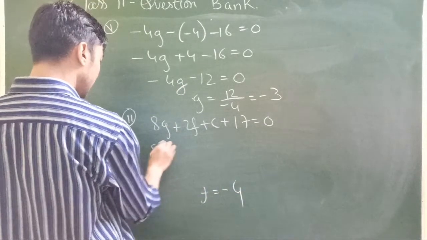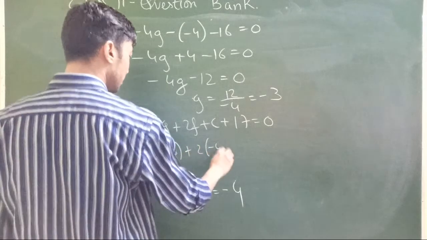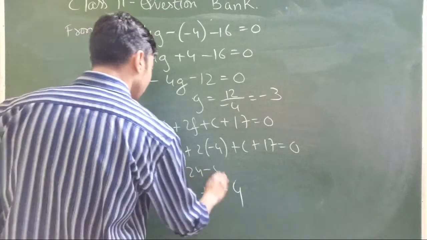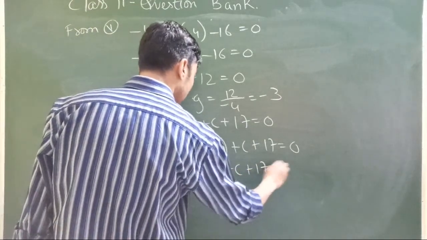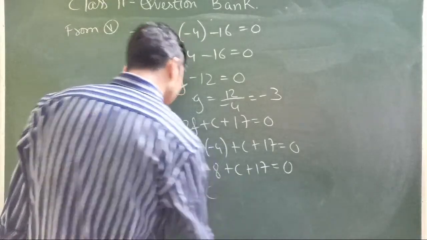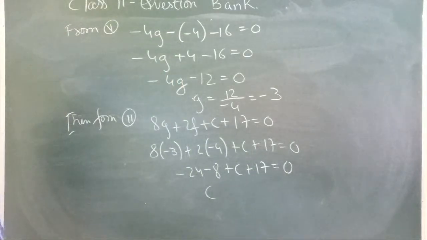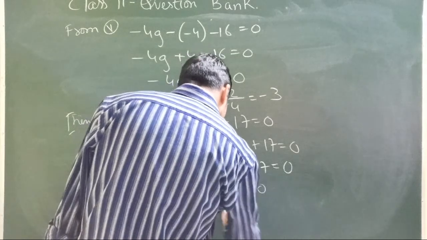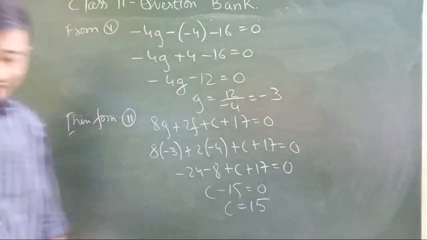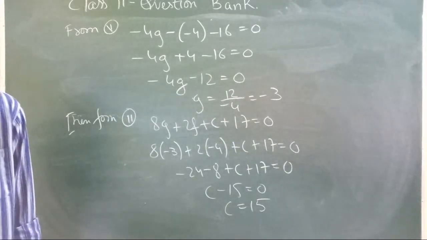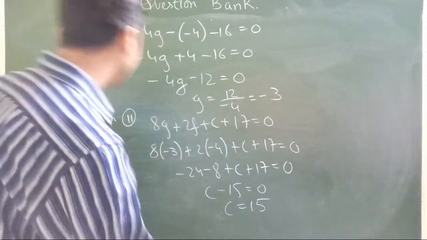So that's 8 into minus 3 plus 2 into minus 4 plus c plus 17 is equal to 0. So that's 24 minus 8 plus c plus 17 is equal to 0. So in that case, c, how much will that be? 24, 8 minus 17. So that's going to be, I guess, minus 15 is equal to 0. So the value of c is how much? 15, if I'm not mistaken. So the value of c is 15. Alright, so we have all the required values.